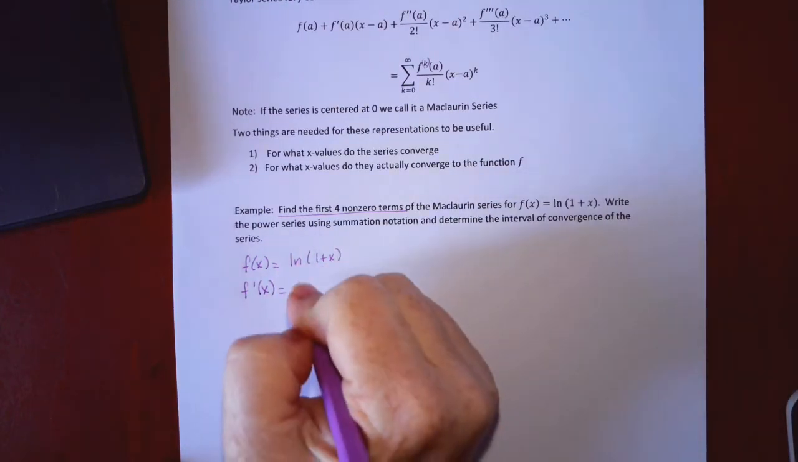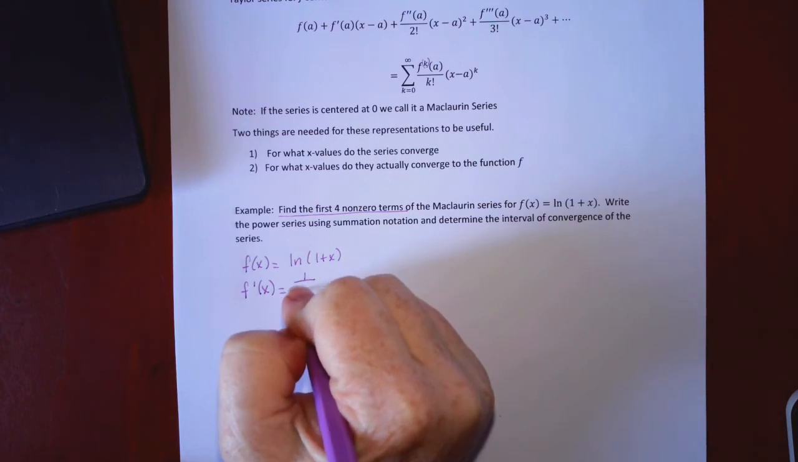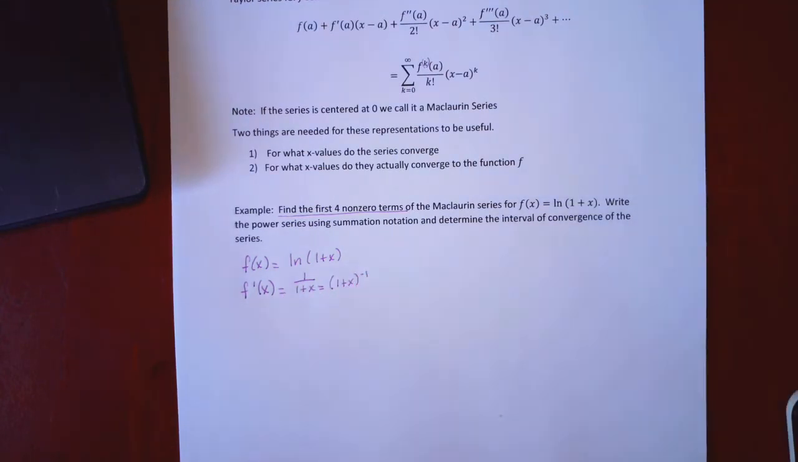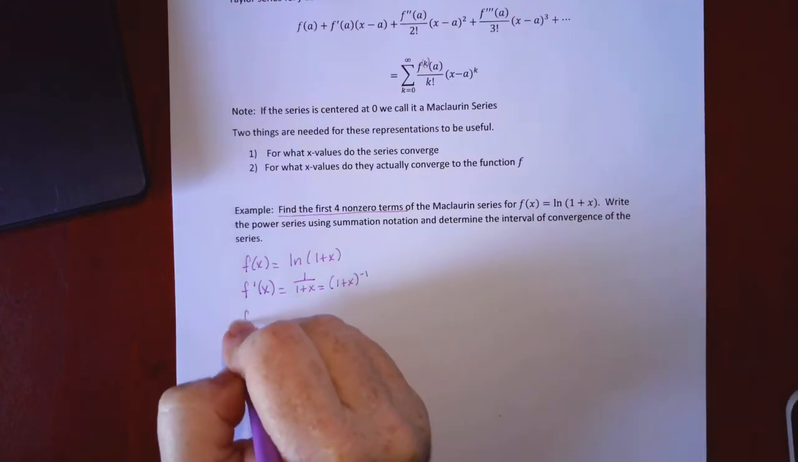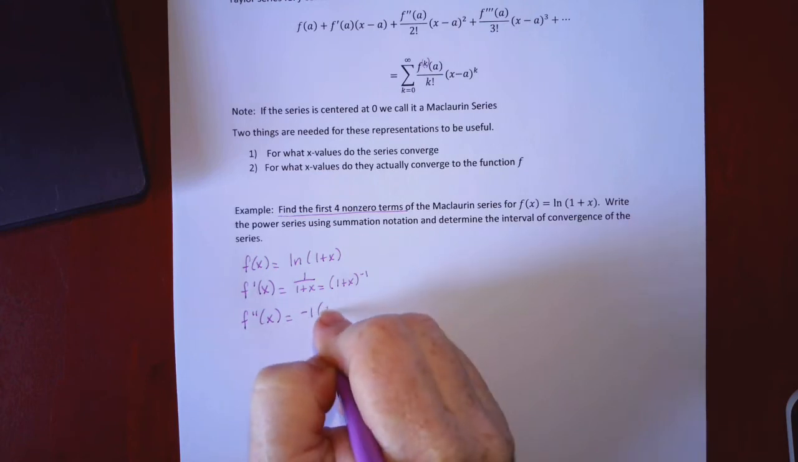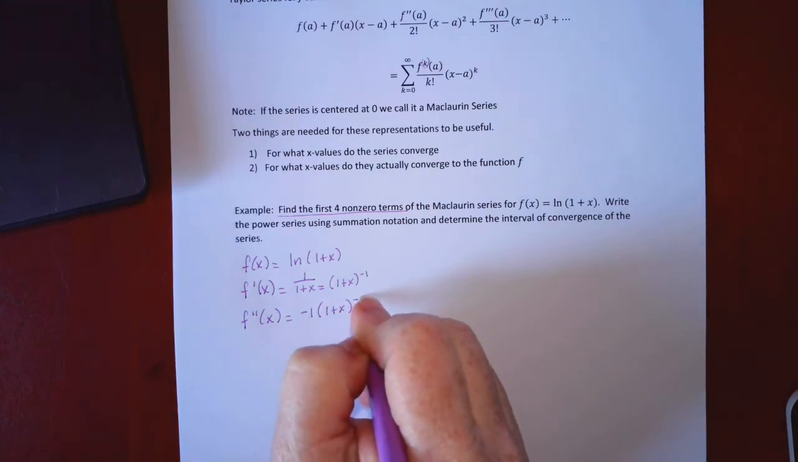The first derivative of this would be 1 over 1 plus x, or 1 plus x to the negative 1. The second derivative would be negative 1 times 1 plus x to the negative 2.